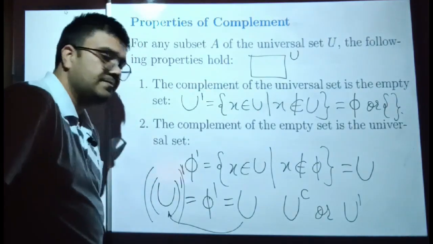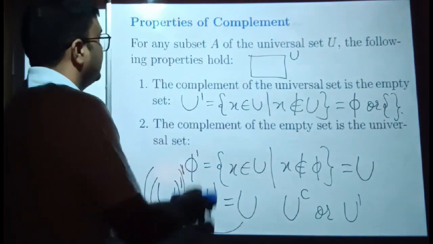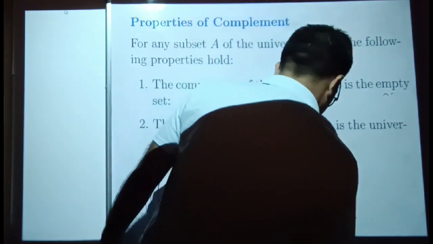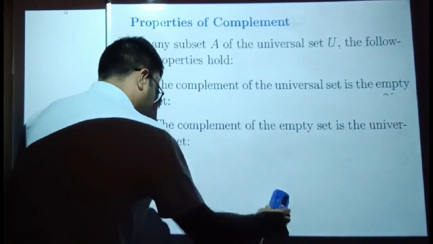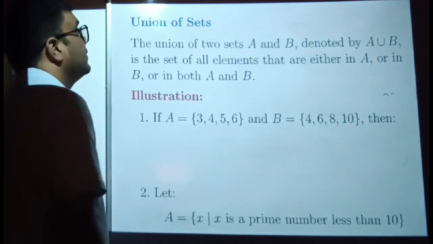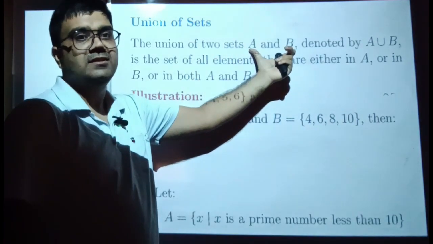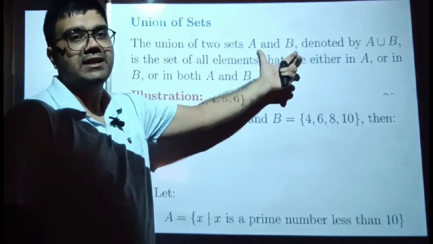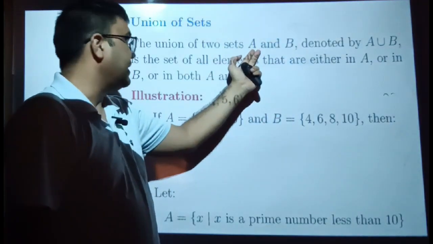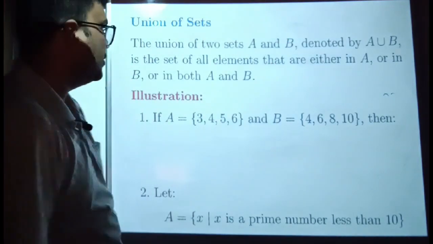Next, this is our first thing related to sets. Next is the operations on sets. The next operation we have is the union operation. Suppose we are talking about two sets A and B. The union of these two sets is another set that contains elements of A, elements of B, or the elements common in both of them.